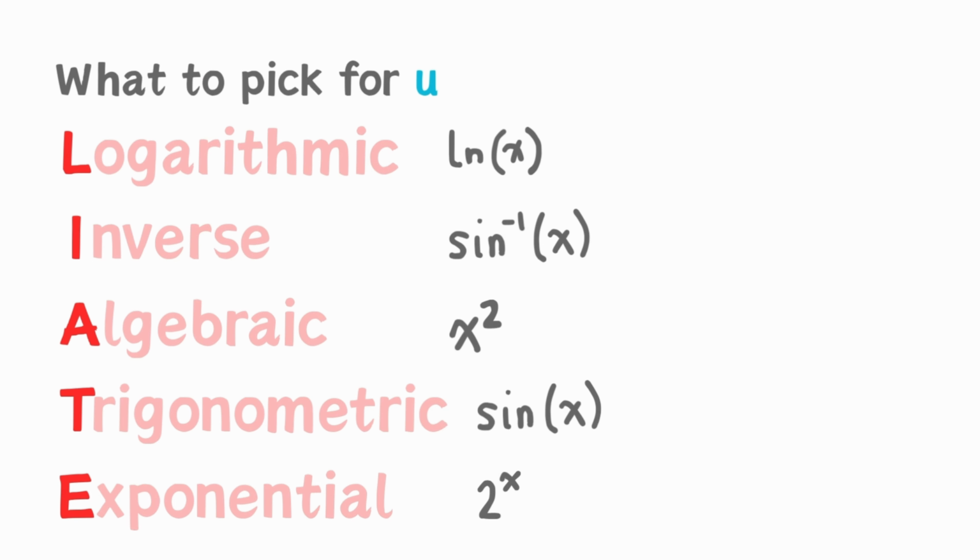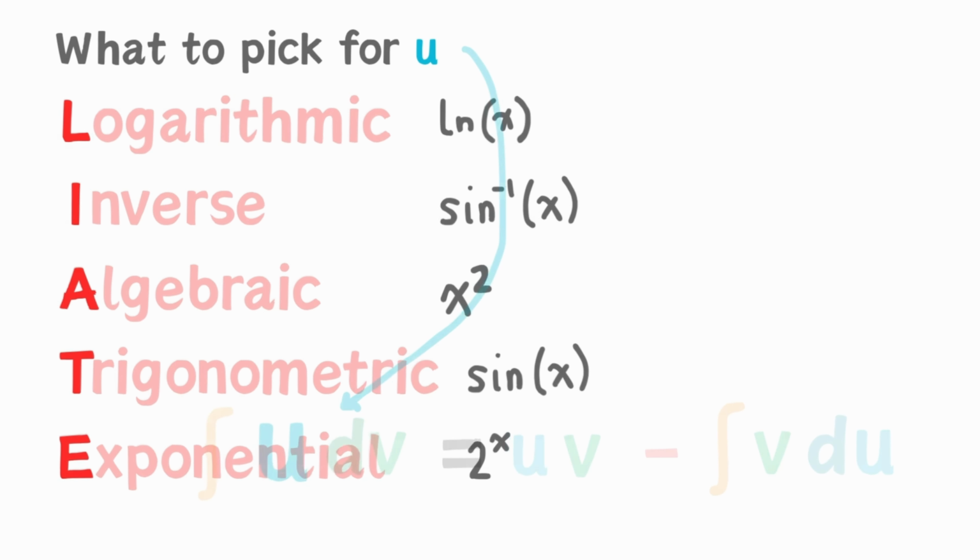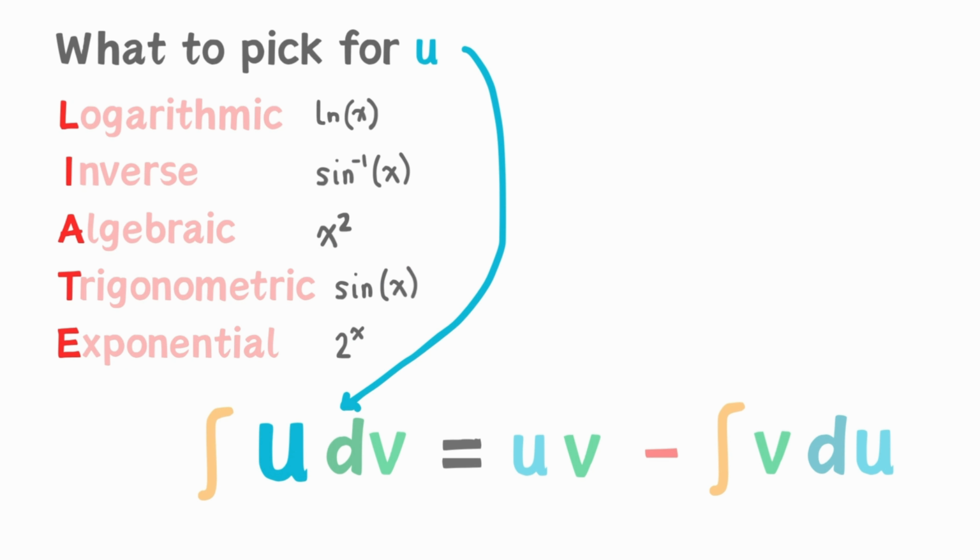Great work. By using the LIATE trick, we saved ourselves some guesswork and were able to decisively pick a value for u, which made integration by parts a lot easier.